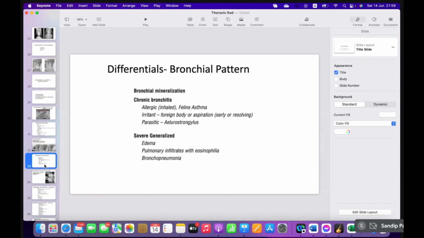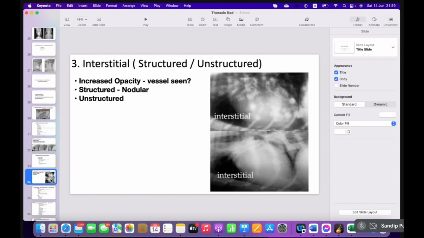Now let's move to the interstitial, structured and unstructured pattern. So now we have discussed the bronchus, because there is a problem with the bronchus, we saw the bronchial pattern. There is a problem with the alveolus, we saw the alveolar pattern. Now there is another part in lung tissue other than the bronchus and alveolus, which is the interstitium. So if there is an issue with the interstitium, we will see the interstitial pattern. That is the tissue that makes the lung structure.